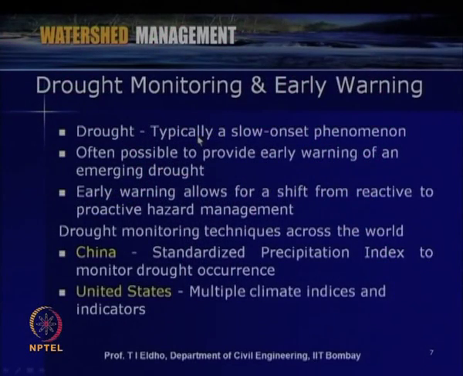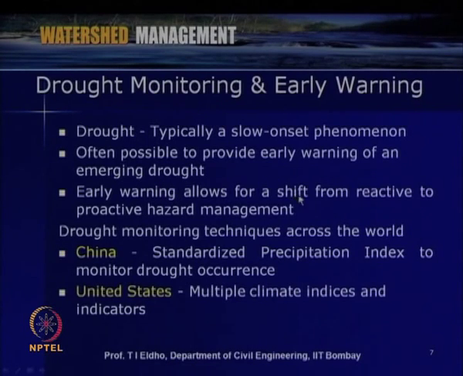Now within this context, drought monitoring and early warning is a very important aspect to have appropriate drought mitigation plans. So the drought monitoring and early warning system is very important. As far as drought is concerned, the onset will be a very slow process. Typically drought is a slow onset phenomenon. So it is often possible to provide an early warning of an emerging drought, by considering various hydrological, meteorological and other parameters.